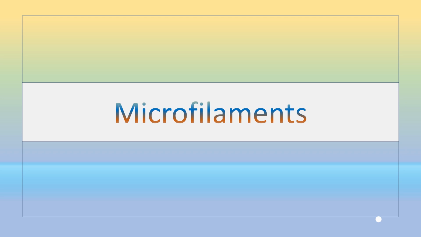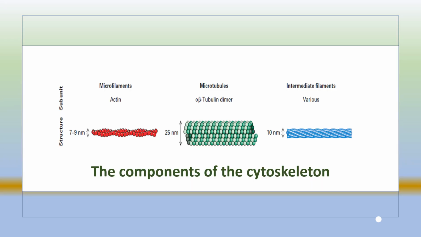In this video, we are going to talk about microfilaments. So basically, if we talk about the components of the cytoskeleton, there are three components. The first one, microfilaments, the second one, the microtubules, and the third one, the intermediate filaments.